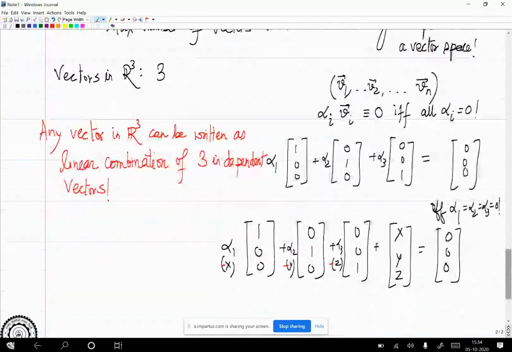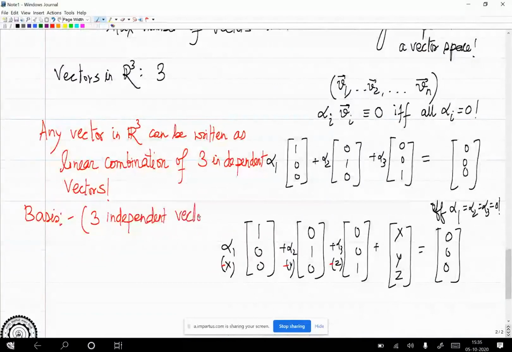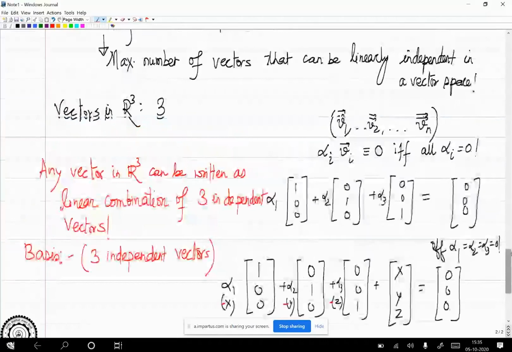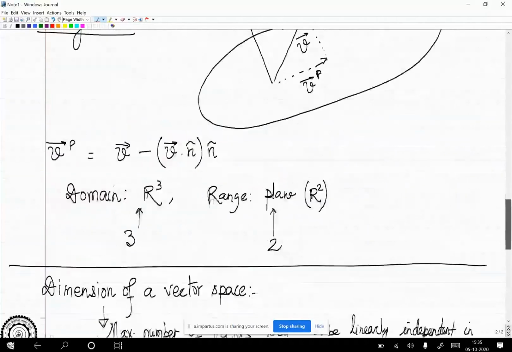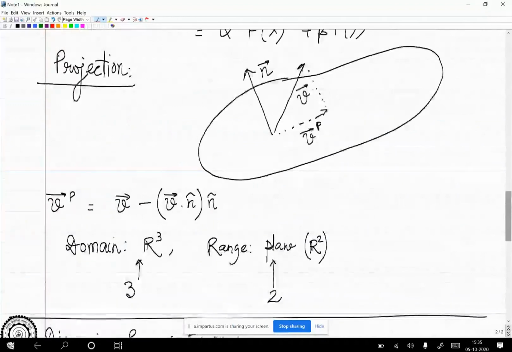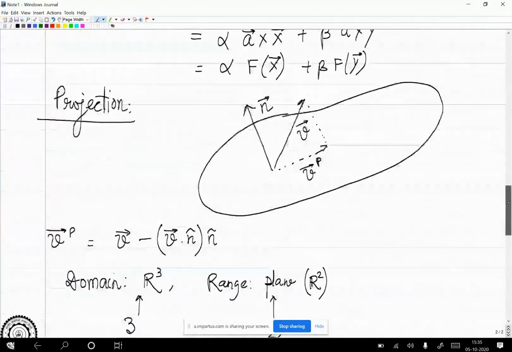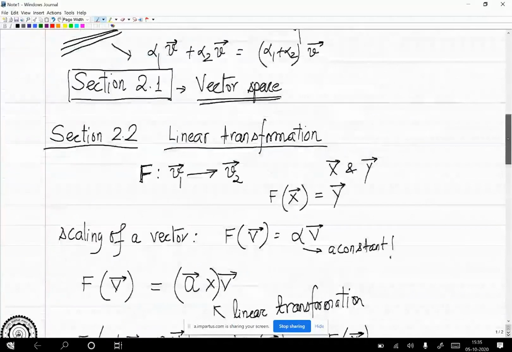Okay, so I hope the dimension is clear to you. Likewise, there is also what is called basis. So what is basis? Basis is those three vectors themselves. The three independent vectors are the basis. So this is a specific example. So if I now come back to this example, this projection thing, or maybe let's go further up.